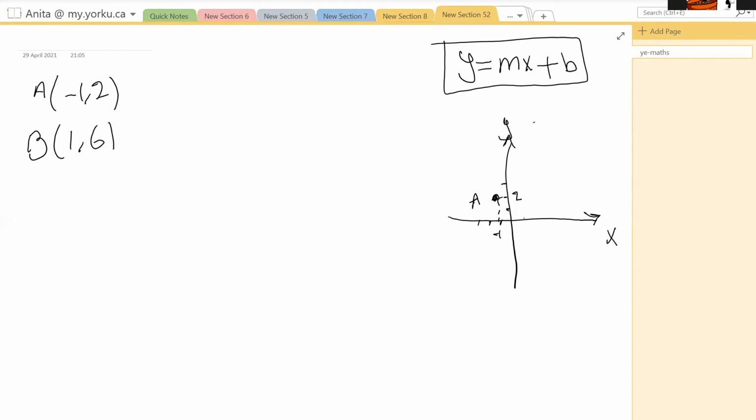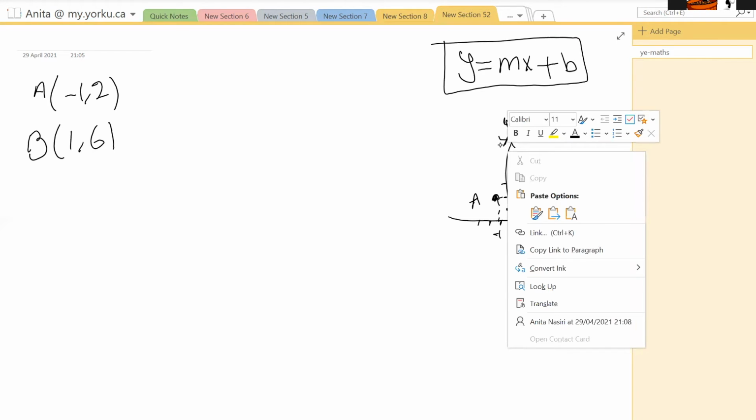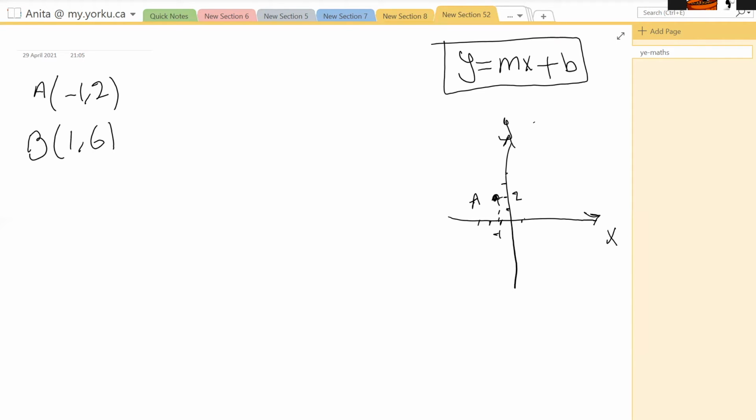Now, point B is 1 and 6. So 1 unit here, and maybe 6 is up there, because 3, 4, 5, 6. Okay? So 1 and 6, therefore, it's going to be here. This is the point B. Now, when you want to find the line that passes through the 2 points that we indicated, you just need to match these 2 points up. You understand? Yes. That's it.